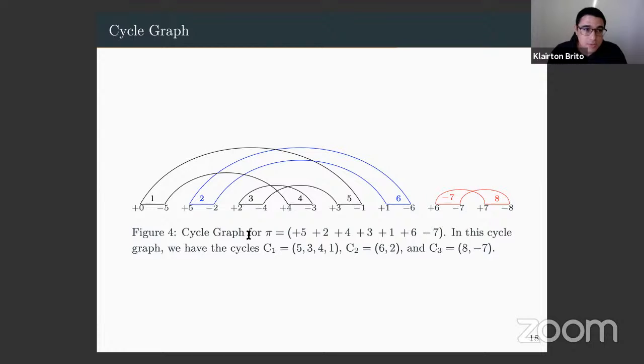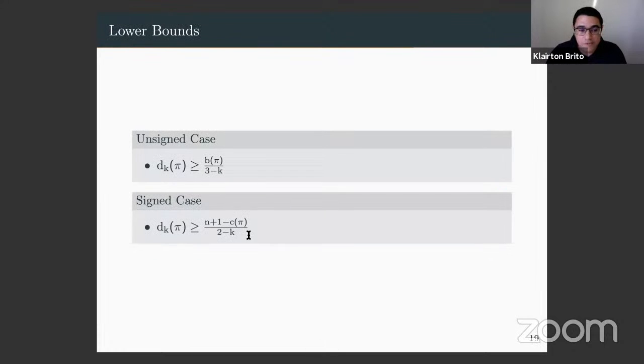So using the concepts of breakpoints and the cycle graph structure, we can obtain lower bounds for the problem. Considering the unsigned case, the lower bound is the total number of breakpoints divided by 3 minus k. And considering the signed case, the lower bound is n plus 1 minus the total number of cycles, divided by 2 minus k.